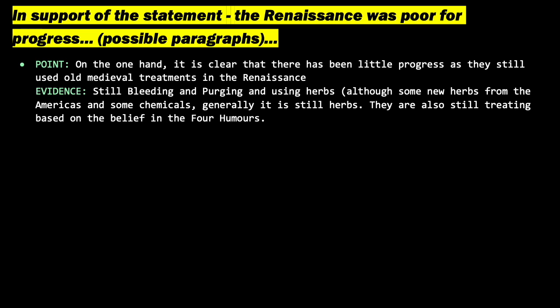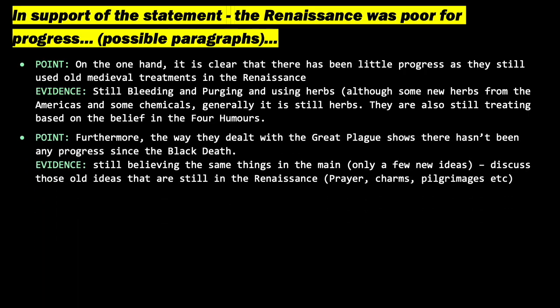Starting with bleeding and purging and herbs, there's your 3. Just go on to advance those a little bit onto how they show no progress, how they show that things aren't good if we're still doing those same old ideas. If you want, you can mention that there's some new herbs coming from the Americas and some chemicals, but generally speaking, it's still going to the apothecary, still getting your herbs, and they're still treating based on the 4 humours belief. So that definitely is a really good paragraph to show that there has not been progress in the Renaissance because we're still doing those old things.